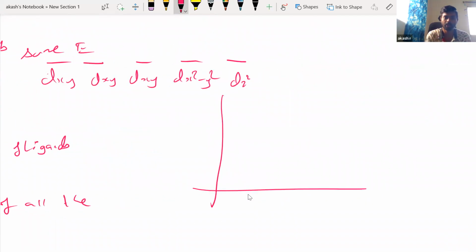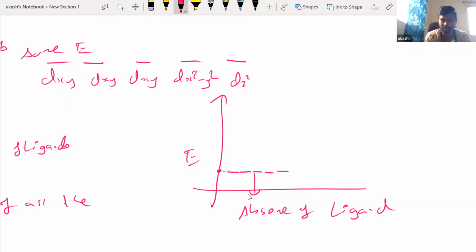Say if I have a plot of energy, okay, this is energy on the y-axis. Initially, in the absence of the ligand, all the 5 d orbitals are having this much energy. This is in absence of the ligand. Now, when the ligand is present, all the 5d orbitals' energy is going to increase. This one is in the presence of the ligand, or I would say at least the ligand is approaching, the ligand is near, not exactly in the full presence. Ligand is coming near, it is almost on the verge of making a bond, right? So ligand approach.